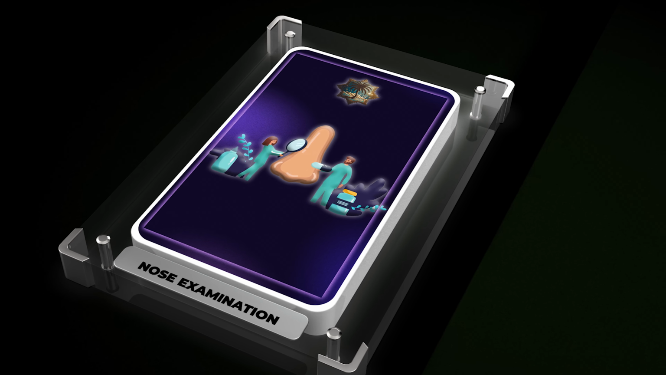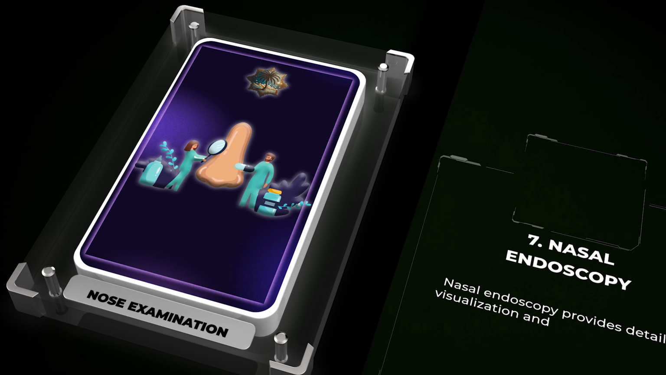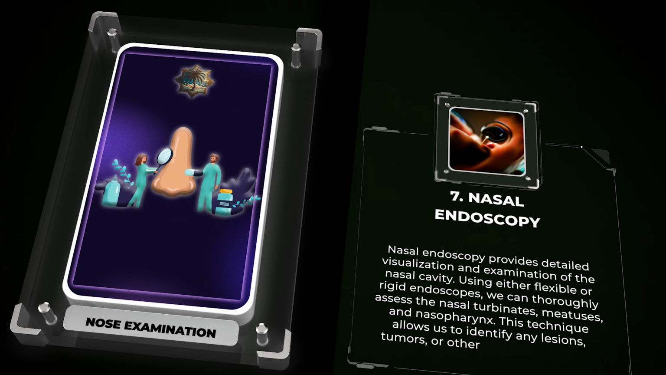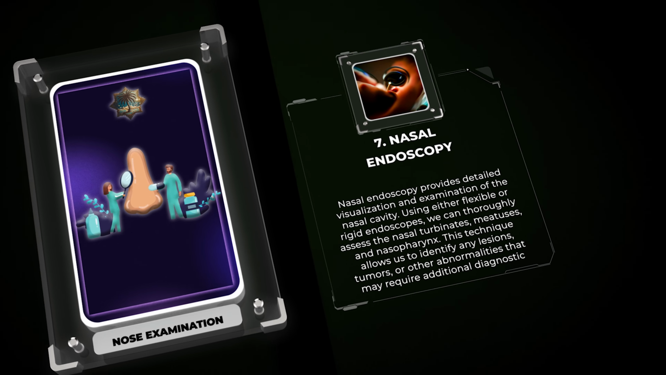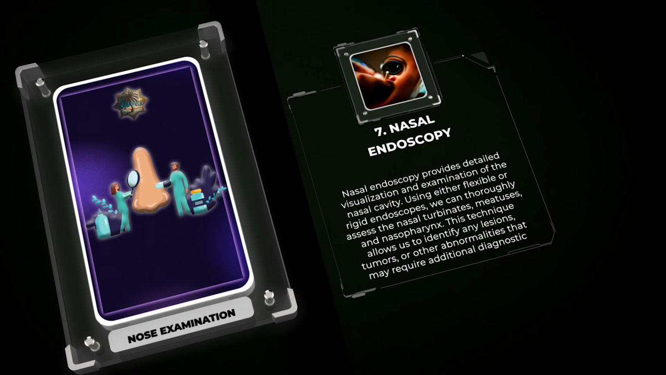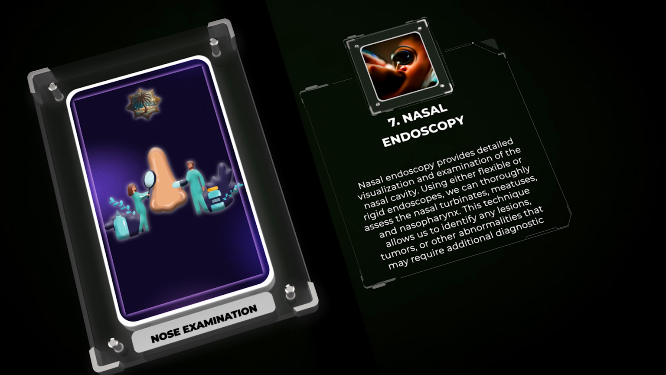Nasal endoscopy provides detailed visualization and examination of the nasal cavity. Using either flexible or rigid endoscopes, we can thoroughly assess the nasal turbinates, meatuses, and nasopharynx. This technique allows us to identify any lesions, tumors, or other abnormalities that may require additional diagnostic procedures or treatment.